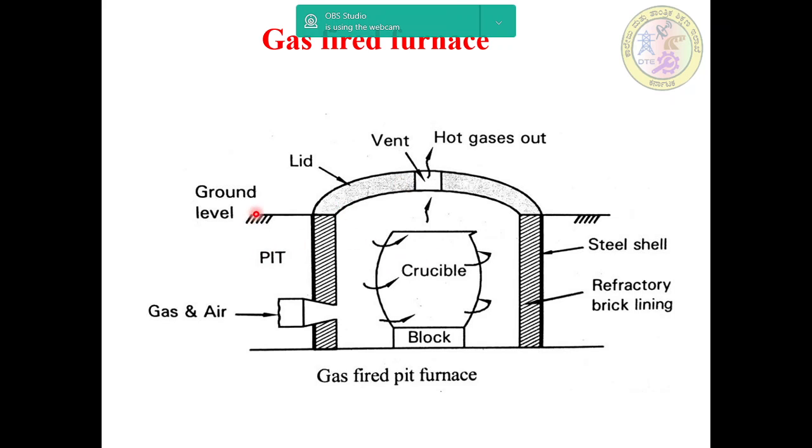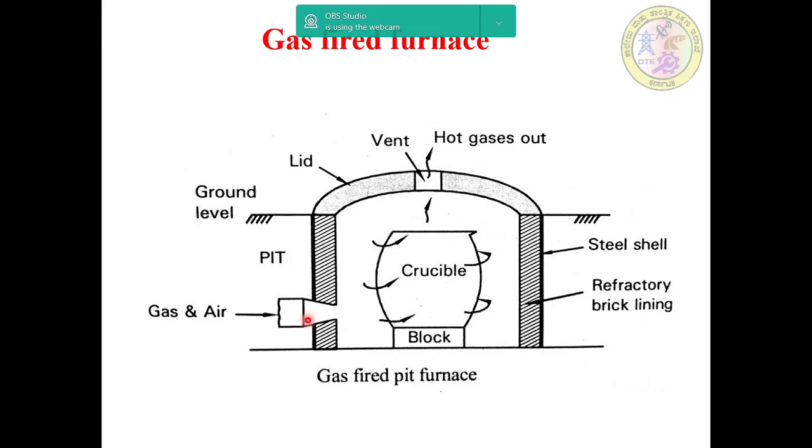and then the entire furnace is placed below the ground level, it is pit level, and at the bottom on one side gas as well as air is supplied. Here the gas fuel is created at the bottom using waste, coke or wood, etc. Gas is blown through the burner.